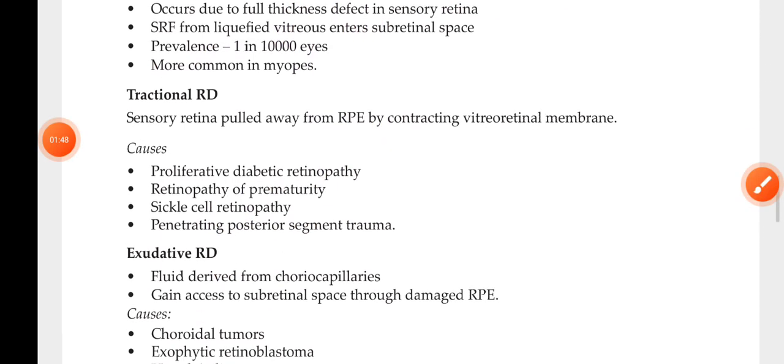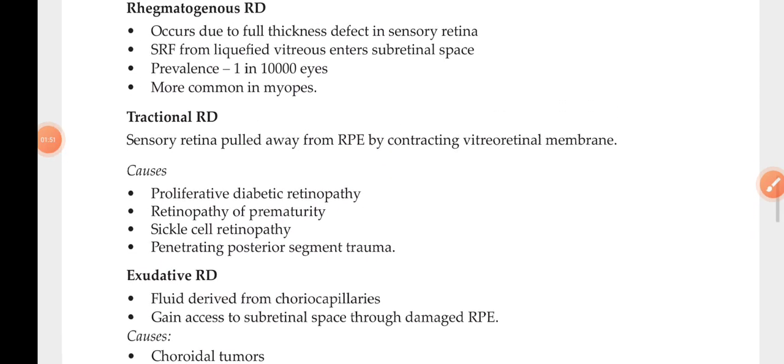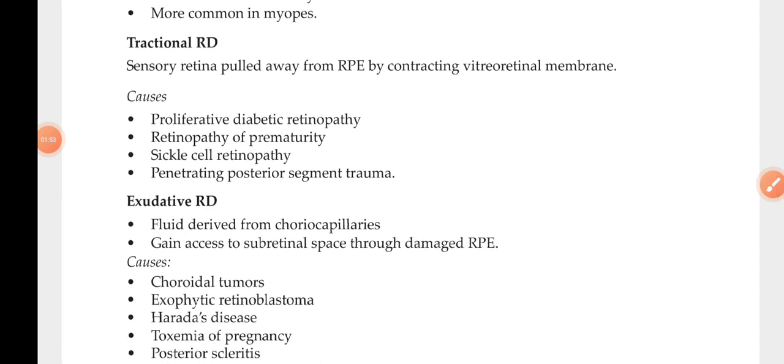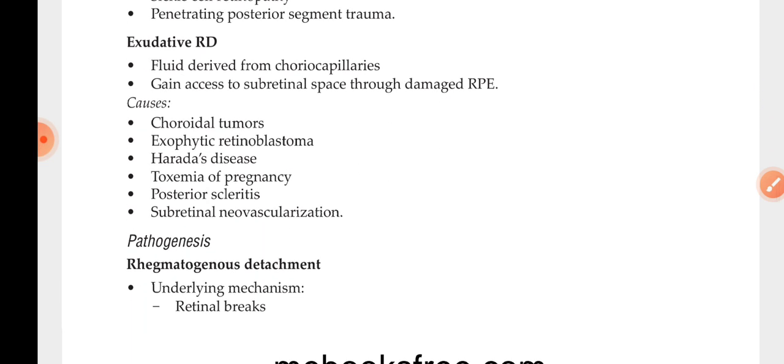Tractional retinal detachment: the sensory retina is pulled away from retinal pigment epithelium by contracting vitreoretinal membrane. Causes are proliferative diabetic retinopathy, retinopathy of prematurity, sickle cell retinopathy, penetrating posterior segment trauma. Exudative retinal detachment: fluid derived from choriocapillaries gains access to the subretinal space through the retinal pigment epithelium. Causes: choroidal tumors, exophytic retinoblastoma, Harada's disease, toxemia of pregnancy, posterior scleritis, subretinal neovascularization.